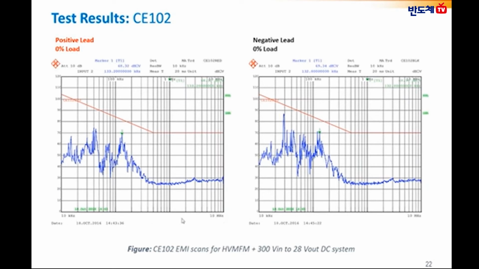Similarly, for the negative lead, the emissions are below 10 dB margin. The figure on this slide shows typical test results with 100% load for a CE 102 test as per MIL standard 461 ERF. It can be observed that there is a sudden change in the tip emissions at around 40 kilohertz. This is due to the change in the bandwidth shift of the EMI receiver.